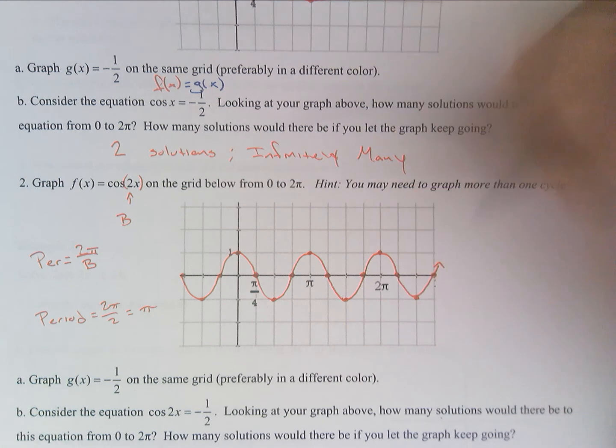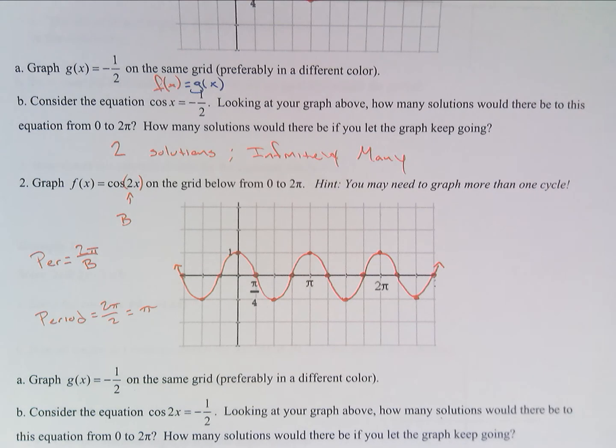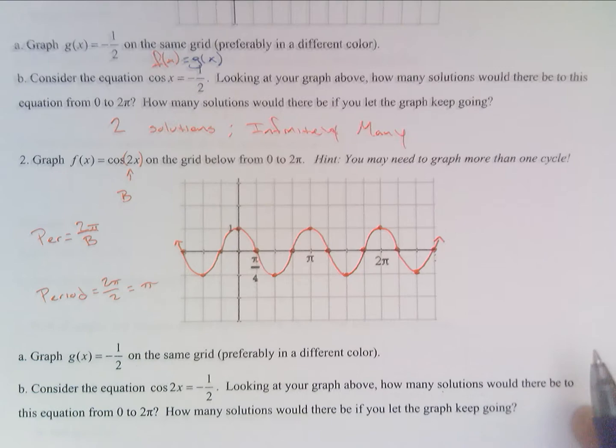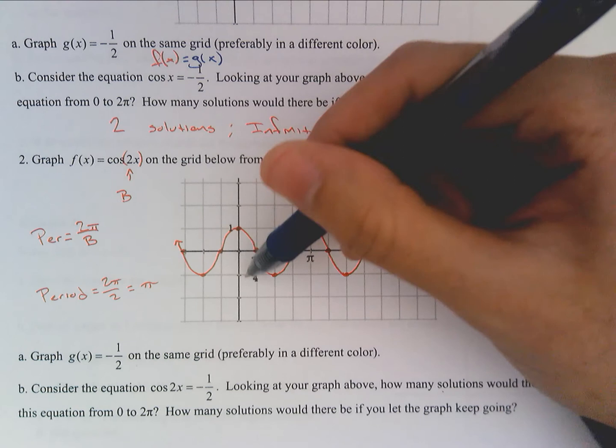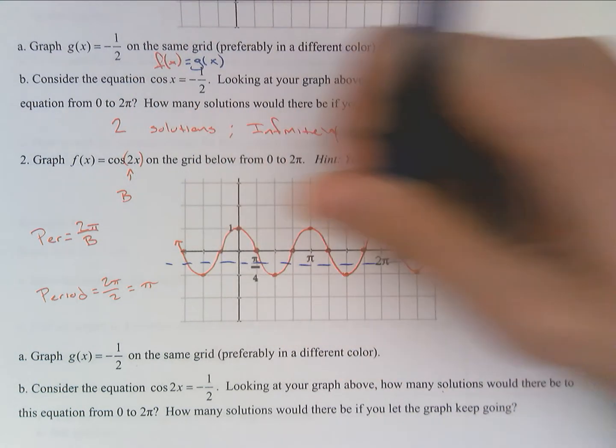Also extend past your endpoints and draw in your arrowheads. Pull out your different color. Let's graph g of x equals negative 1/2 again. So if right here is -1, negative 1/2 is going to be right in the middle here.